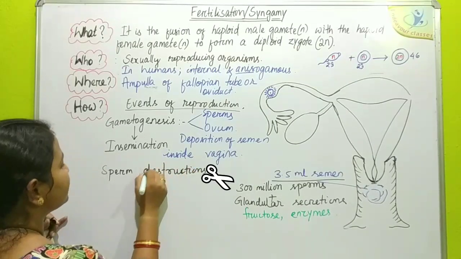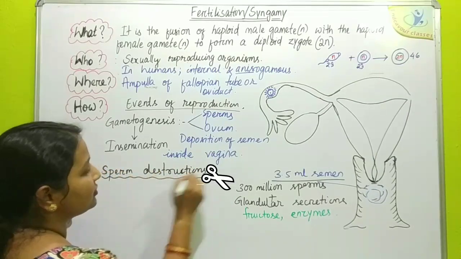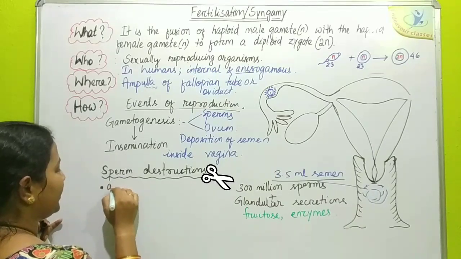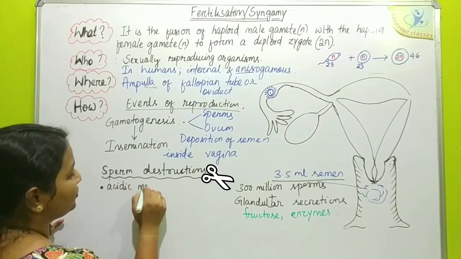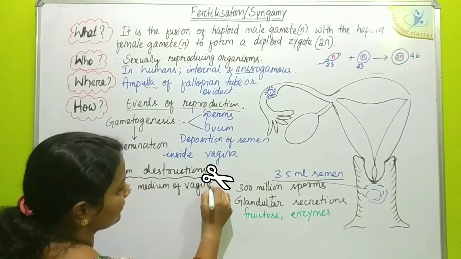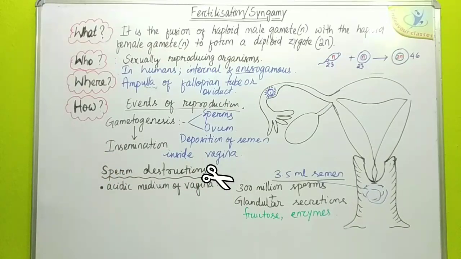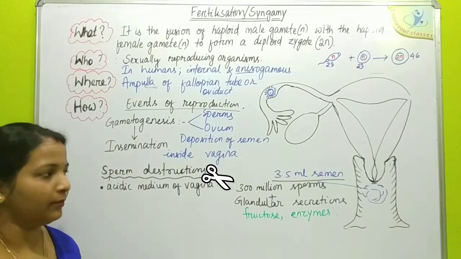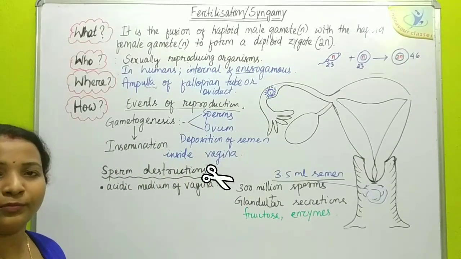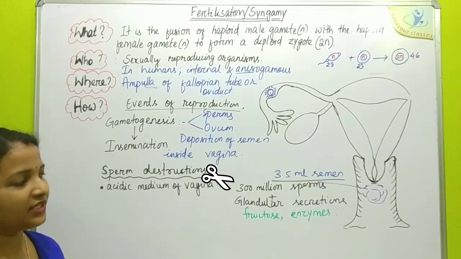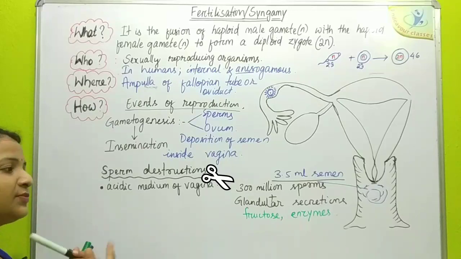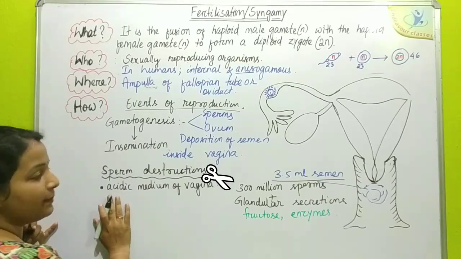So what are the reasons for this destruction? Number 1, the acidic medium of the vagina, because sperms can survive only in an alkaline medium. The glandular secretions, which are the composite fluid secreted from the seminal vesicle, prostate gland and Cowper's gland, try to neutralize this medium. While they are neutralizing, many sperms are destroyed. So that is the main reason.